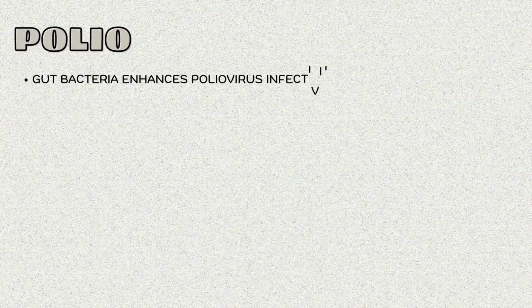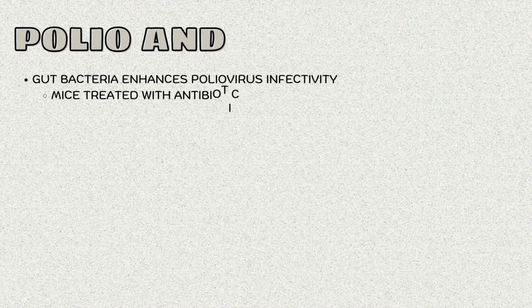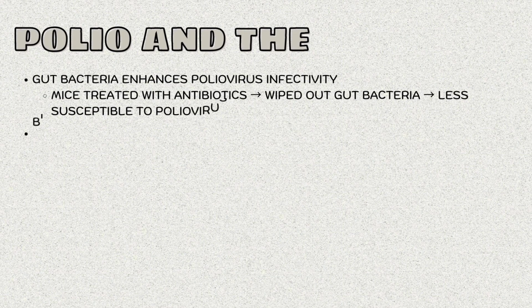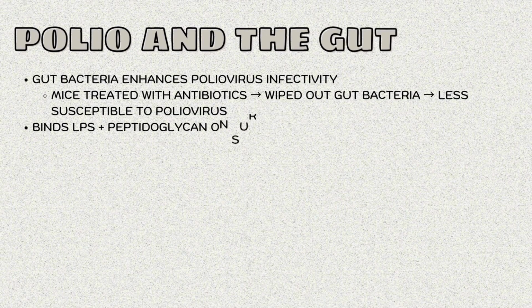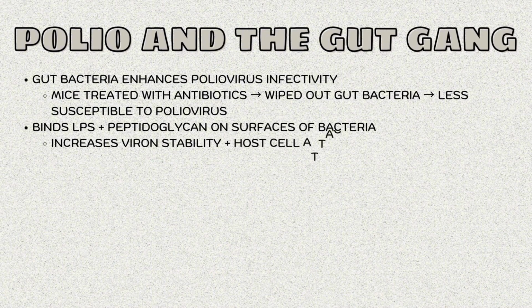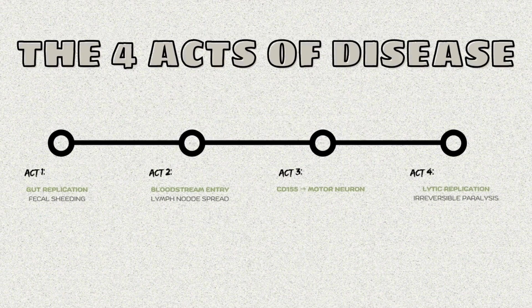The gut bacteria are polio's best friends. Researchers found that mice whose gut bacteria had been wiped out with antibiotics were significantly harder to infect, showed minimal intestinal replication, and were less likely to become sick. When the gut bacteria was restored, poliovirus came back full force. The secret lies in polio's ability to grab onto the surface molecules of bacteria, specifically lipopolysaccharides and peptidoglycan, stabilizing the capsid against heat in harsh gut conditions.